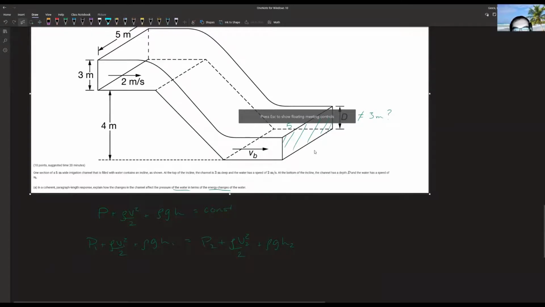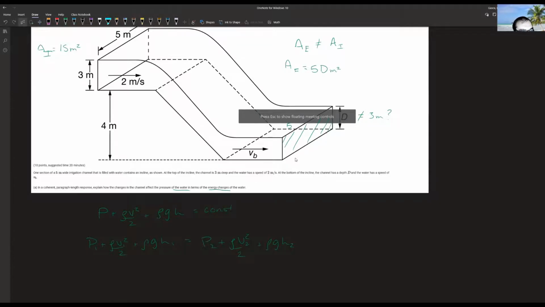And so here, the area at the exit may not necessarily be the area at the inlet. The area at the inlet is going to be 8, not 8, I added these. We need to multiply. That's going to be 15 meters squared. The area at the exit is going to be 5d meters squared, whatever d is for that depth.